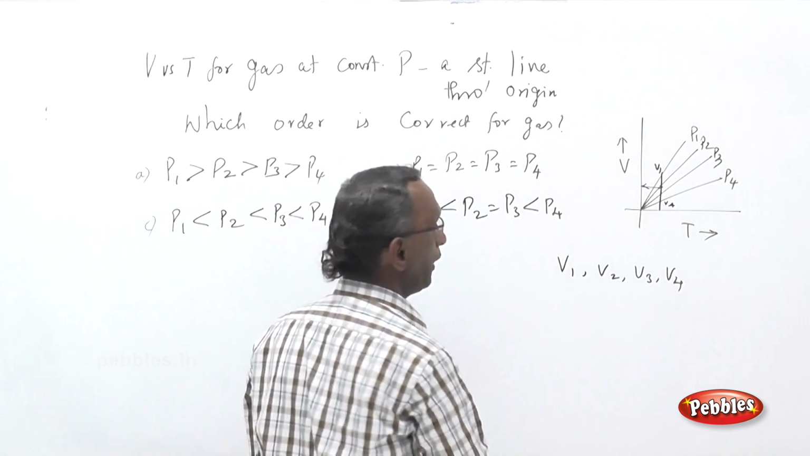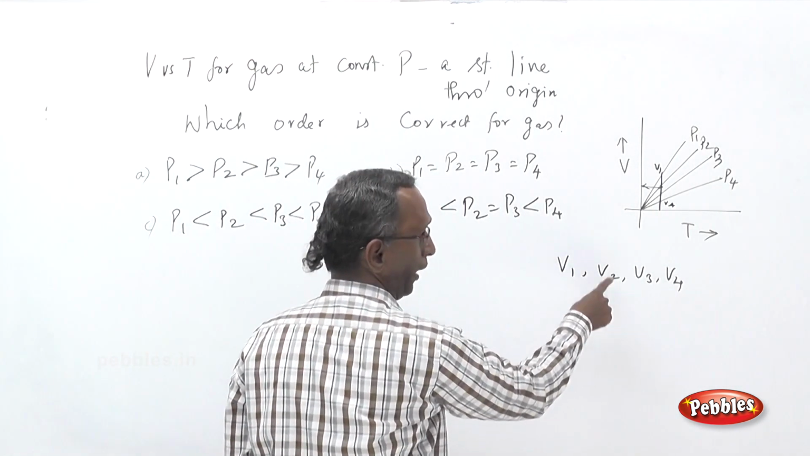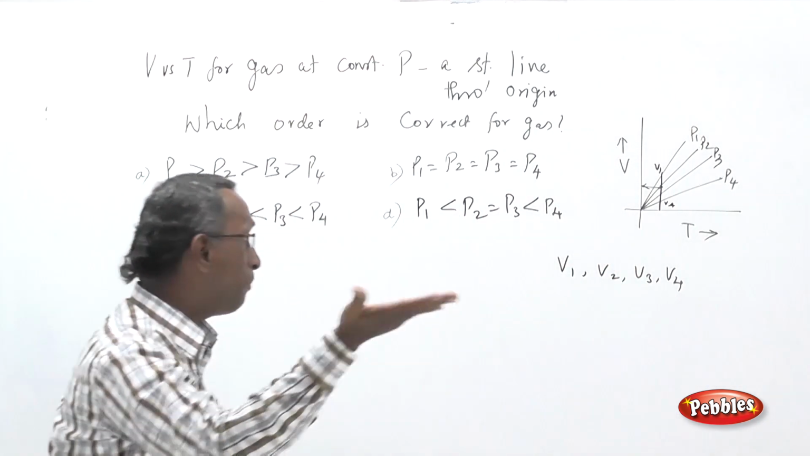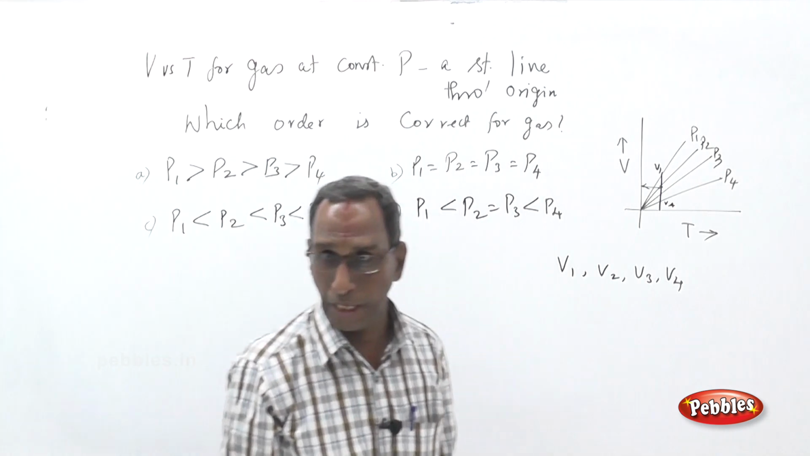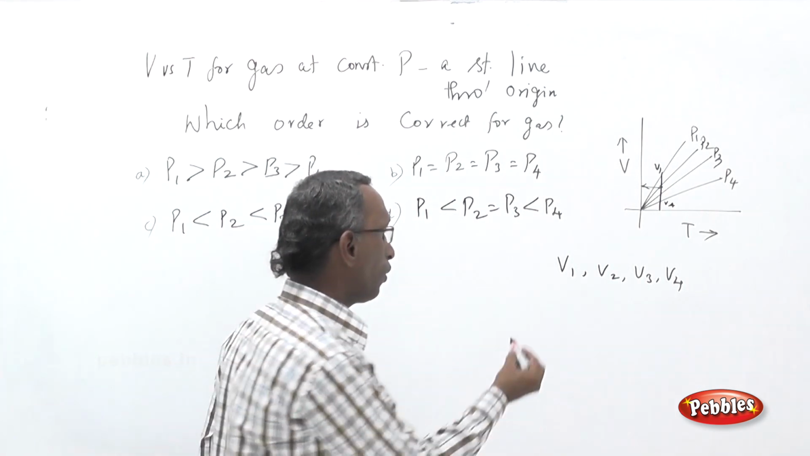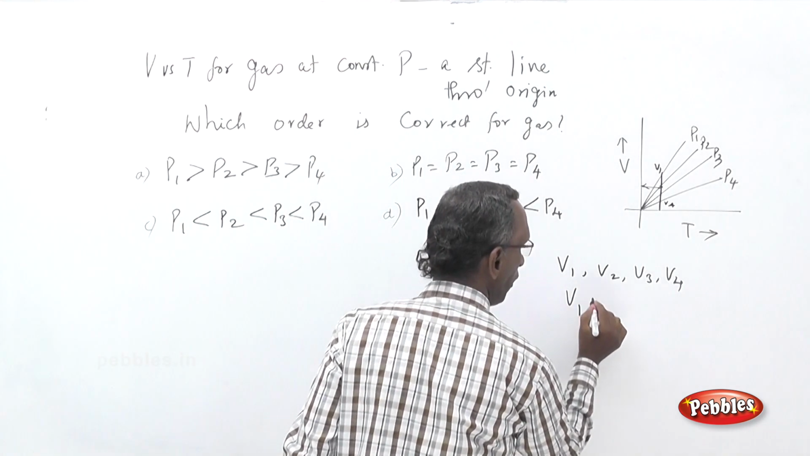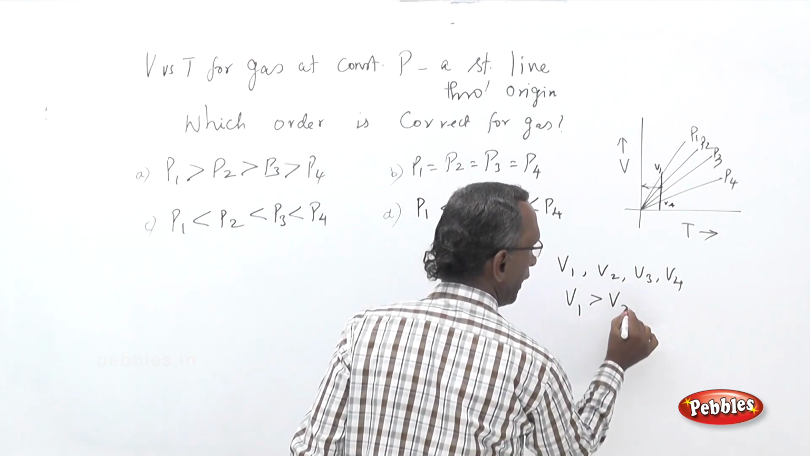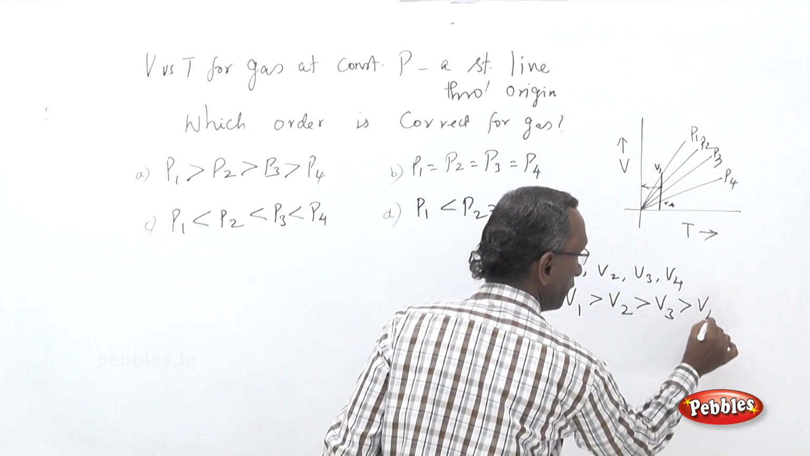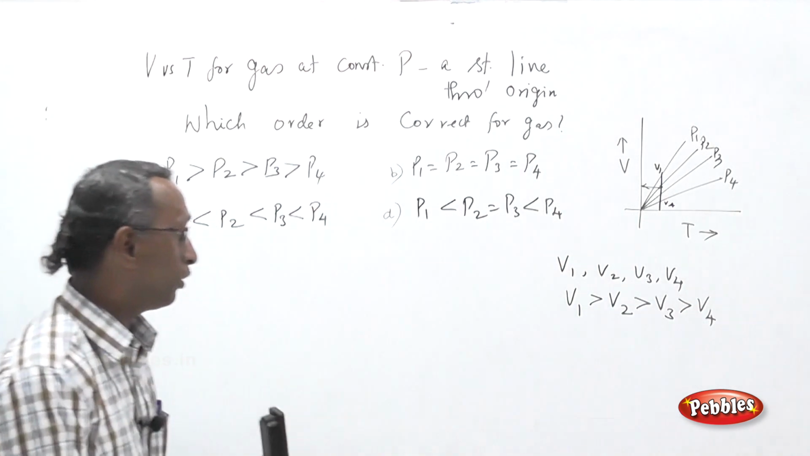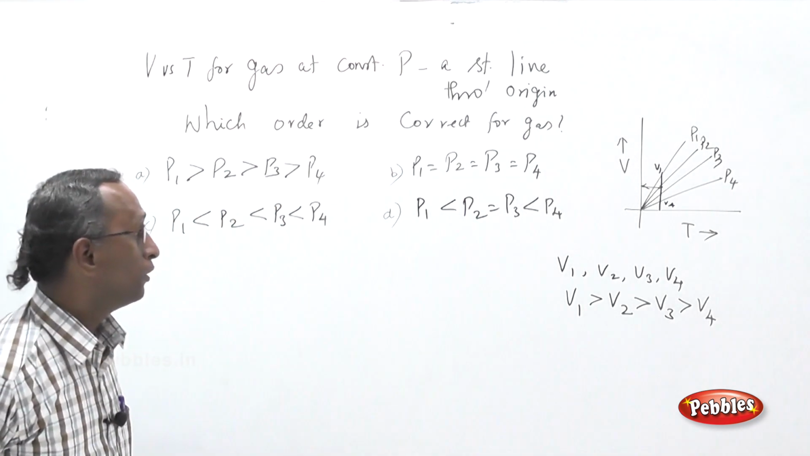These are nothing but 4 different values of volume in this plot. V1 is the y coordinate; the x distance is called the abscissa, the y distance is called the ordinate. So the y coordinates are V1, V2, V3. From this graph we observe that V1 is greater than V2, which is greater than V3, which in turn is greater than V4. So this is the trend. V1 is the maximum volume.